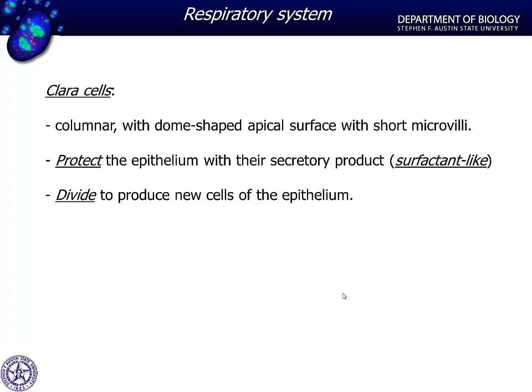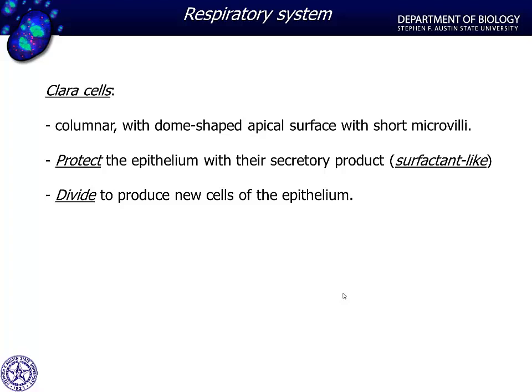Now, Clara cells, this is a new cell type. When we look at these, they're going to be columnar, but they're going to have a very dome-shaped apical surface with short microvilli. So these, in some ways, may have that dome shape like we saw with transitional epithelium, but not nearly that big. Now, Clara cells are going to protect the epithelium by secreting a surfactant-like material.